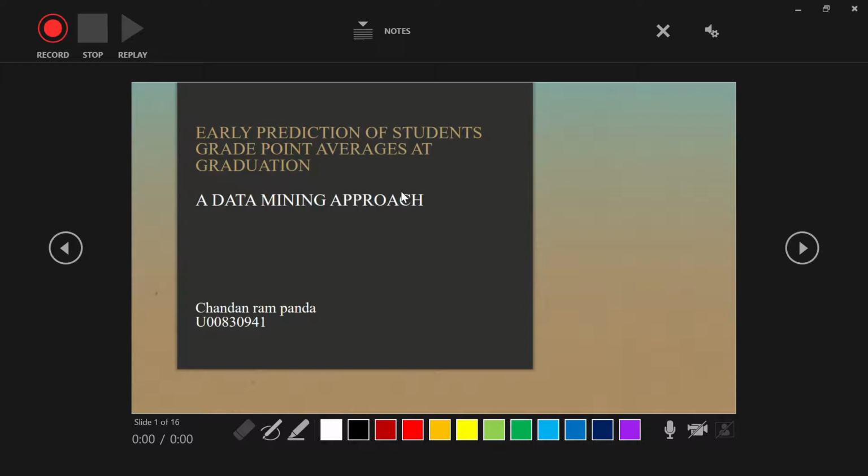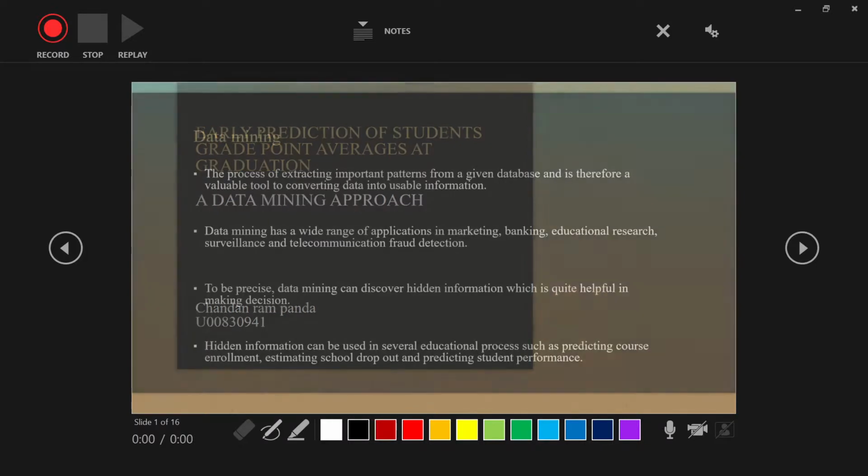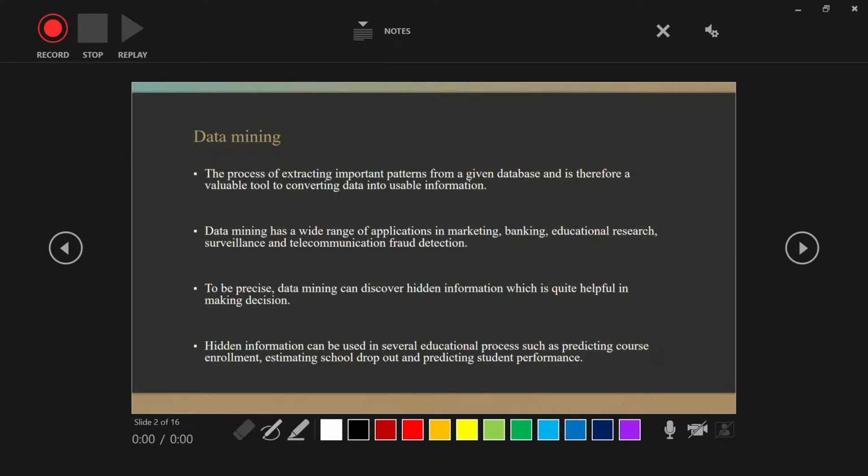This paper review is about early prediction of students' grade point averages at graduation. Coming to the first slide, it deals with data mining. Data mining means the process of extracting information from a database by using different tools.